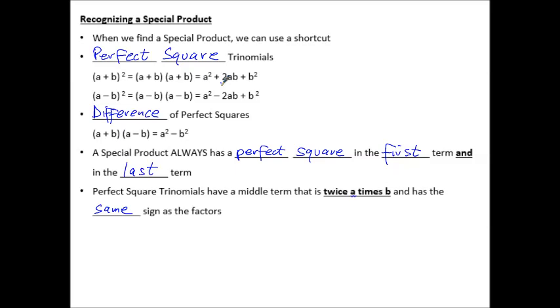And as always, let's look at some examples. X squared plus 6x plus 9. Is x squared a perfect square? Yes, it is. It's the perfect square of x. And 9 is also a perfect square. It's the square of 3.